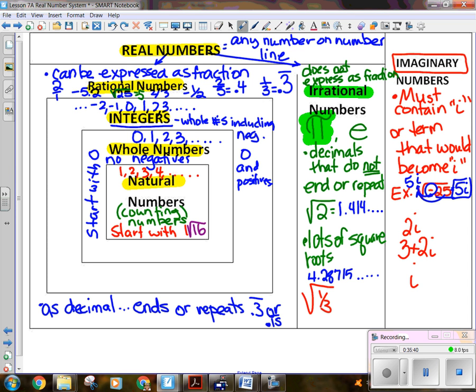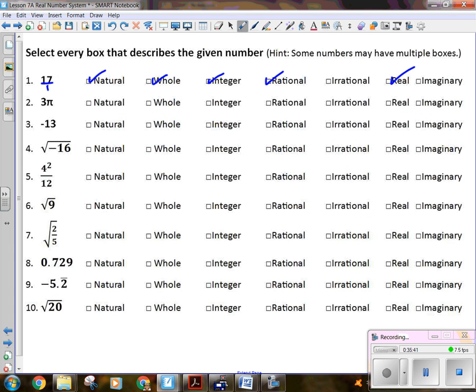Okay, I'll remove my highlights. So that tells me that if I'm doing 3 pi, it's not natural, whole, or integer, it's not rational, it's irrational, which means it's also real. Remember how we went up the ladder? All right, now let's do negative 13.